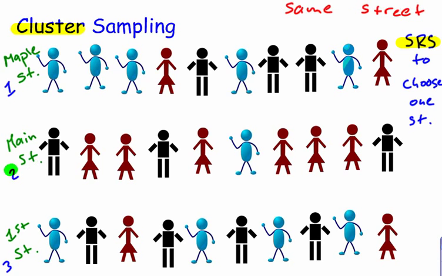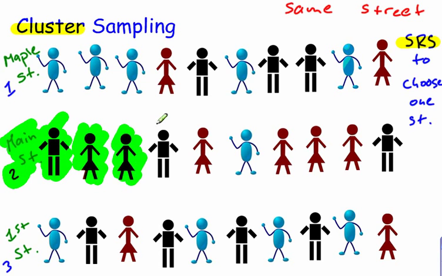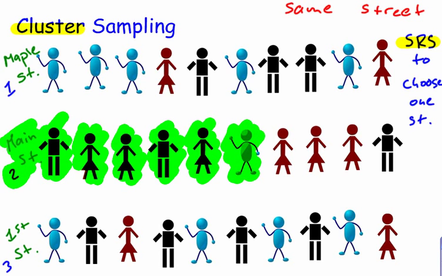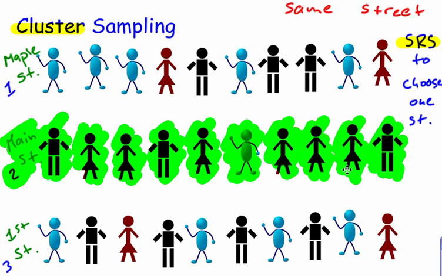So I use SRS and I choose the number 2, which means Main Street is the cluster that I'm going to interview. So I would interview all of the people that live on Main Street. And hopefully every single person on Main Street would be willing to do the interview. But I would interview everybody on Main Street because Main Street was the cluster that got chosen using simple random sampling.